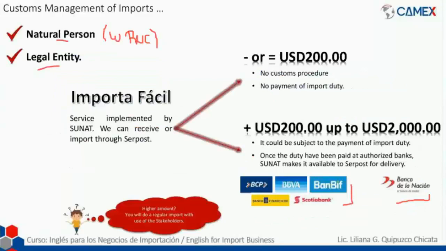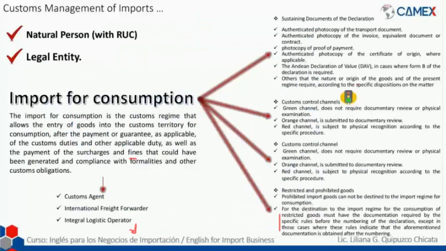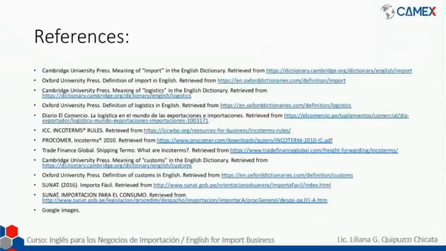Then we saw customs and how we can handle customs if we can bring as a regular person or as a legal entity, if we are going to bring it from 200 up until 2000 or we're bringing more than that amount. So finally, these are the references where I have taken all the information. You can check it later if you want to learn a little more about it.